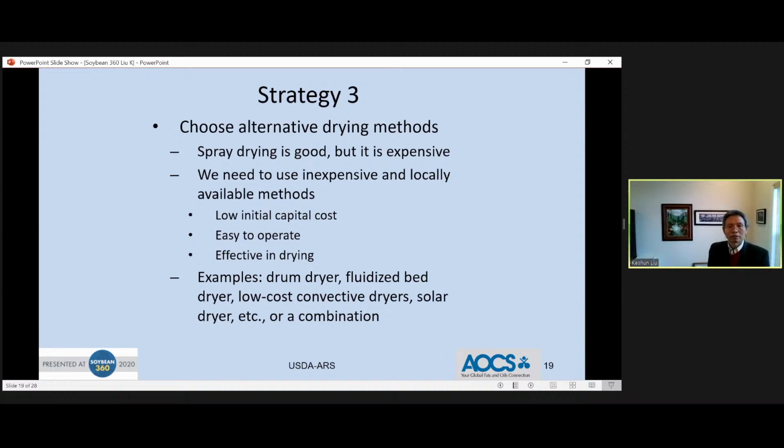Our third strategy is to choose an alternative drying method. Currently, the wet soy protein concentrate is dried through spray drying, which gives a powdery, free-flowing product. But spray drying, while good, is expensive. So we need to choose inexpensive and locally available drying methods. These methods should have a lower initial capital cost, be easy to operate, and be effective in drying. Examples include a rotary drum dryer, fluidized bed dryer, lower-cost convective dryer, and solar dryers, or a combination of those drying methods.